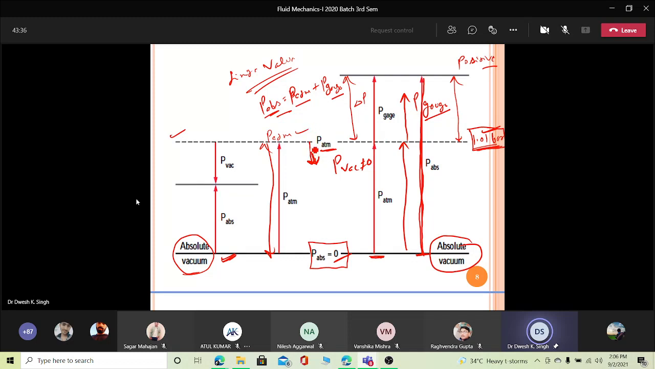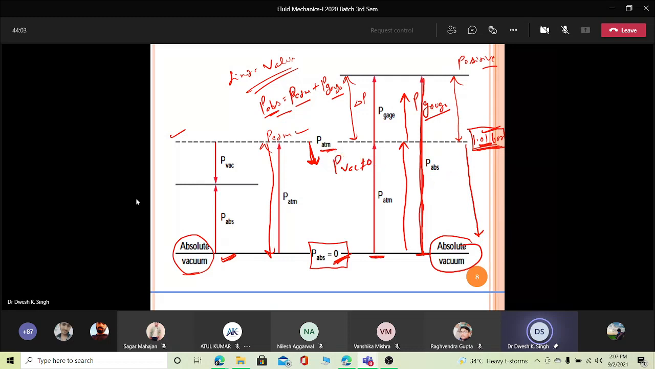Below the atmospheric does not mean that pressure is 0. You are below the atmospheric pressure, not the 0 pressure. But absolute 0 means complete 0. There is no pressure, totally vacuum. Because here we have some value, and to make it 0, we have to go down to a good level. So that is your vacuum.